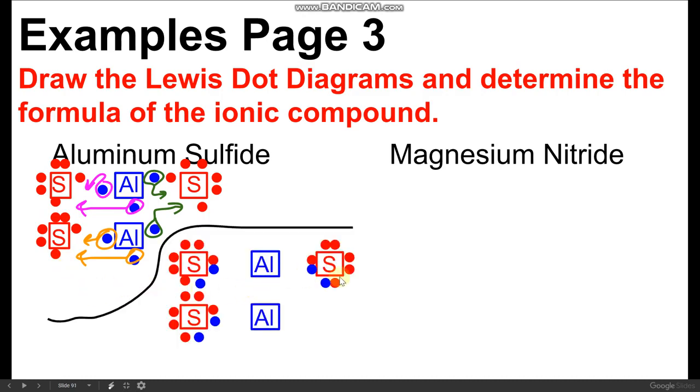And so we can redraw the picture here. Here's the 2 aluminums. They're empty. Here's our 3 sulfurs. They're full with electrons, right? Each one got 2 blue electrons from those aluminum atoms. Okay, so then when we write our chemical formula, there should be 2 aluminums and 1, 2, 3 sulfurs. And that's what we see over here, Al2S3. Okay, one final example, magnesium nitride.